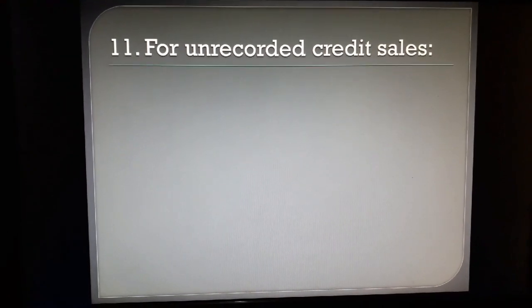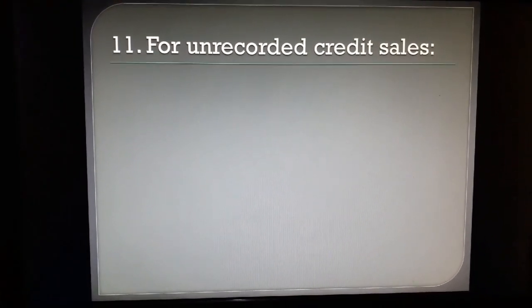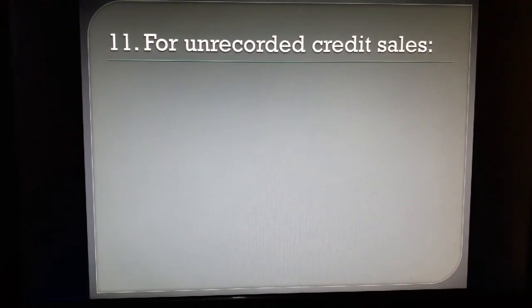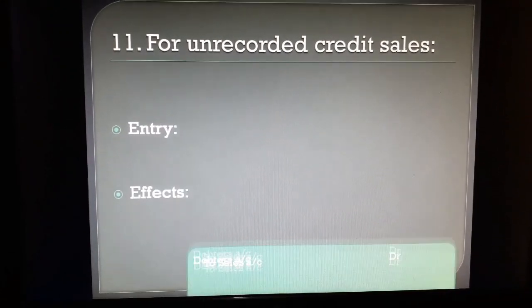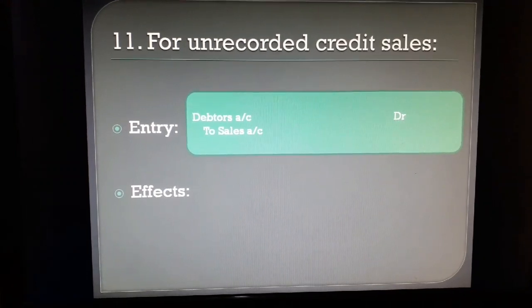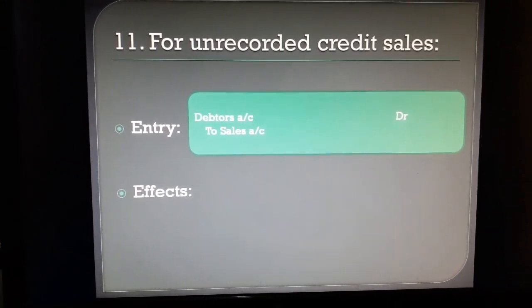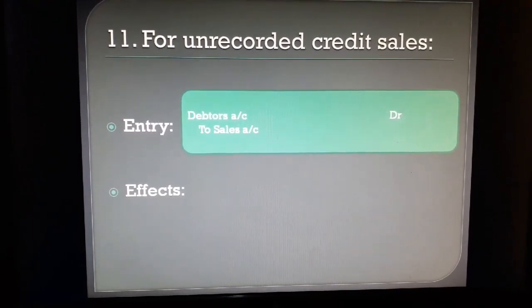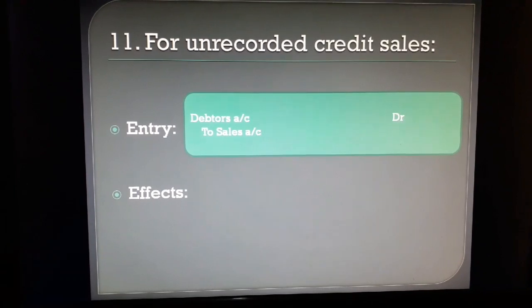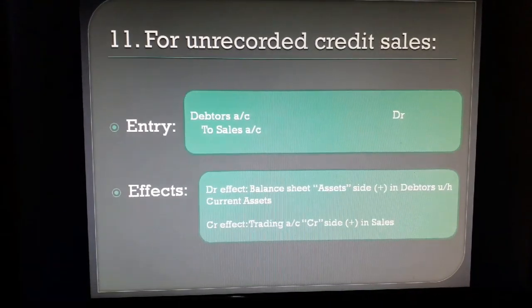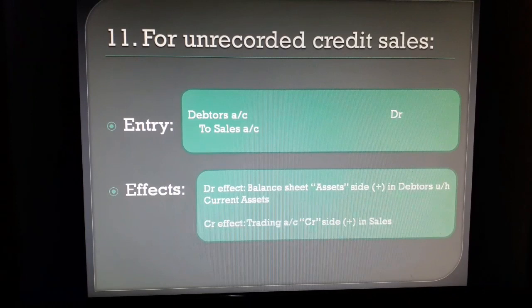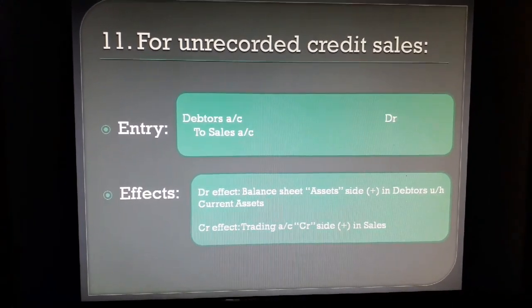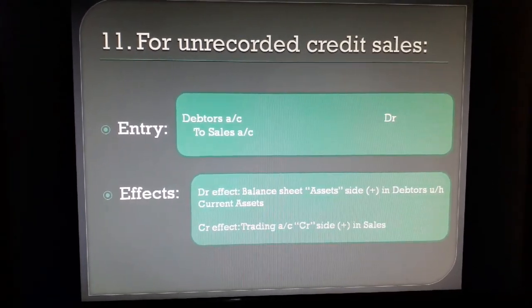The next point is unrecorded credit sales. So let me record it. To record unrecorded credit sale, we first pass the entry for credit sales. Due to credit sales, debtors are the receiver, so debit the receiver, that's why debtors account debit. And goods go out, so credit what goes out, so to sales account. With that, the debit effect is balance sheet assets side plus in debtors under the head current assets, and the credit effect is trading account credit side plus in sales.